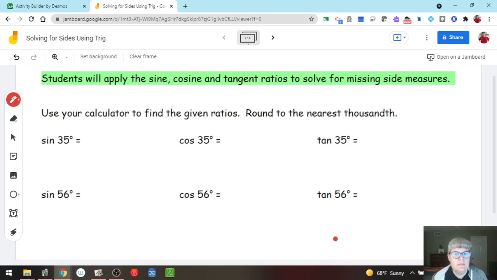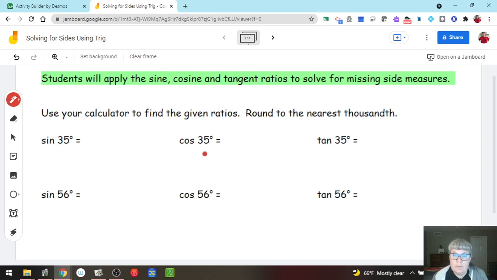Hi, it's Mrs. Scarple, and in this video I'm going to walk you through finding the missing side of a right triangle using trig ratios. Before we get to that though, I need to show you how to use the calculator to find the sine, the cosine, and the tangent of a specific angle measurement.